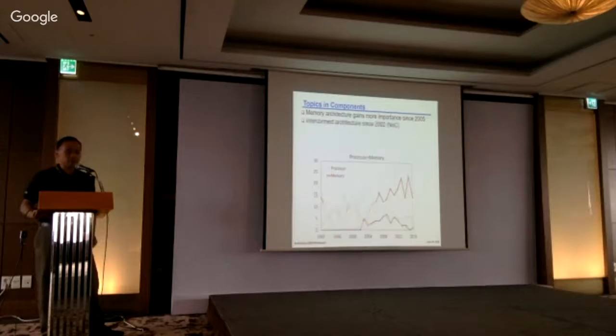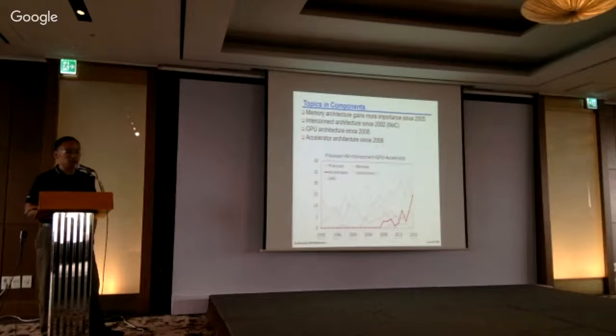But if you look further, you can see that, okay, starting from 2000, interconnect becomes very important when you put so many transistors on chip, so many functionalities on chips, right? So therefore, we have seen a lot of interesting articles looking at the network on chip and the interconnect architecture. And furthermore, you can also see that the GPU architecture becomes a hot topic after 2008. And recently, this kind of specialized accelerator architecture has a quick increase in the number of papers in the architecture community. So as a summary, today the community covers topics including processor, memory, interconnect, GPU, and accelerator.